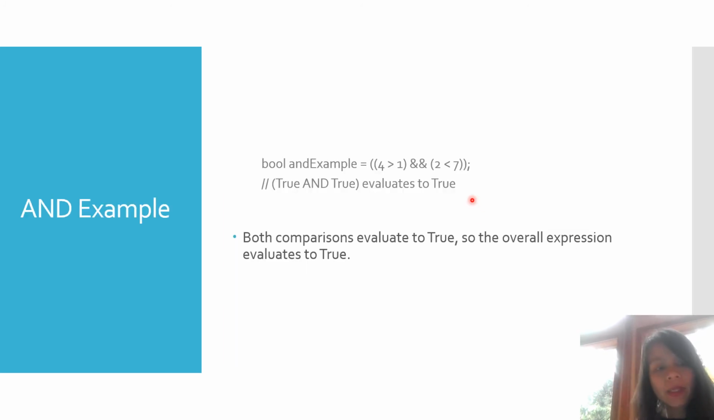All right, so an example using AND. Okay, so here we go. This is the data type, bool, and example is my variable name. The two conditions are 4 is more than 1 and 2 is less than 7. So is 4 more than 1? Yes. And is 2 less than 7? Yes. So both are true and true, so the whole thing is true because of AND. Both comparisons evaluate to be true, so the overall expression evaluates to be true.